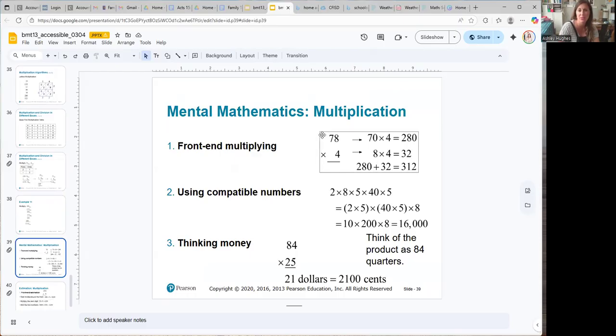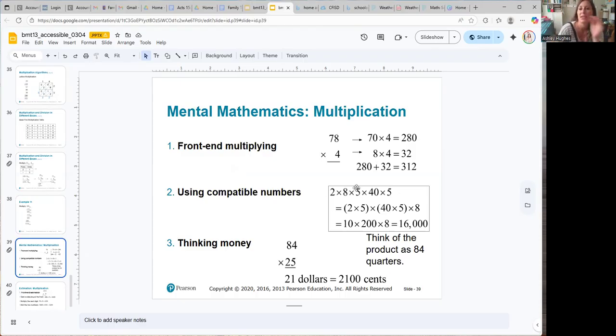This is using place value again, so I have 70 times 4, and then 8 times 4, and then I sum them together. Or this is another way of thinking about it, where I have 2 times 5, 40 times 5. Okay, so they're showing you can group them differently if you're trying to do it mentally. So if I'm trying to find out the string of numbers, I don't have to multiply them in that order. I don't have to say 2 times 8 is 16.